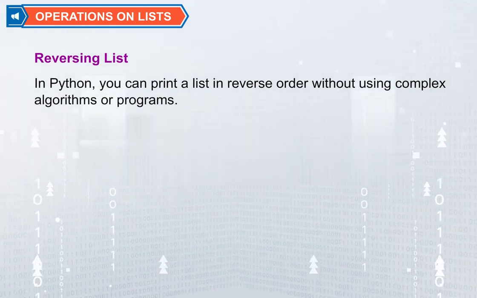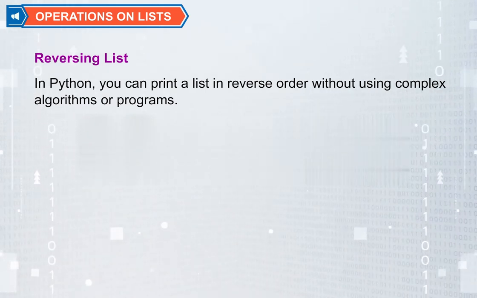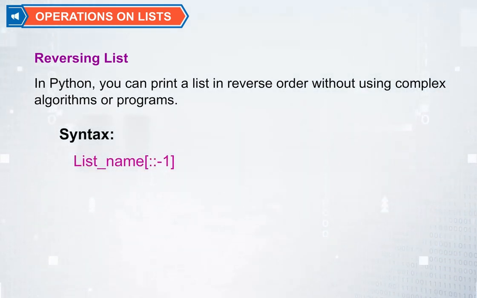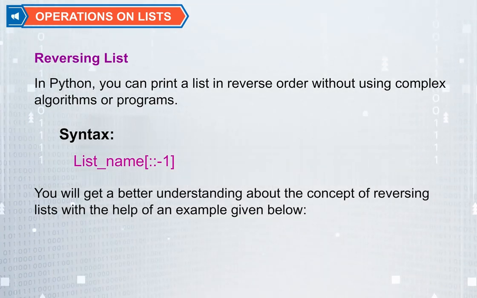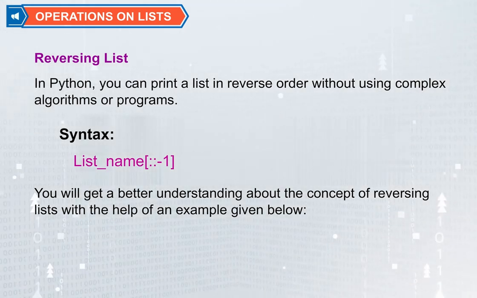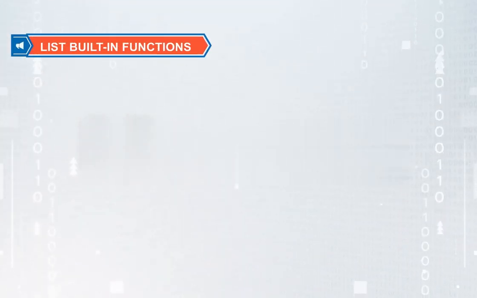Reversing list. In Python, you can print a list in reverse order without using complex algorithms or programs. Syntax: list_name[::-1]. You will get a better understanding of the concept of reversing lists with the help of an example given below. Program. Output.